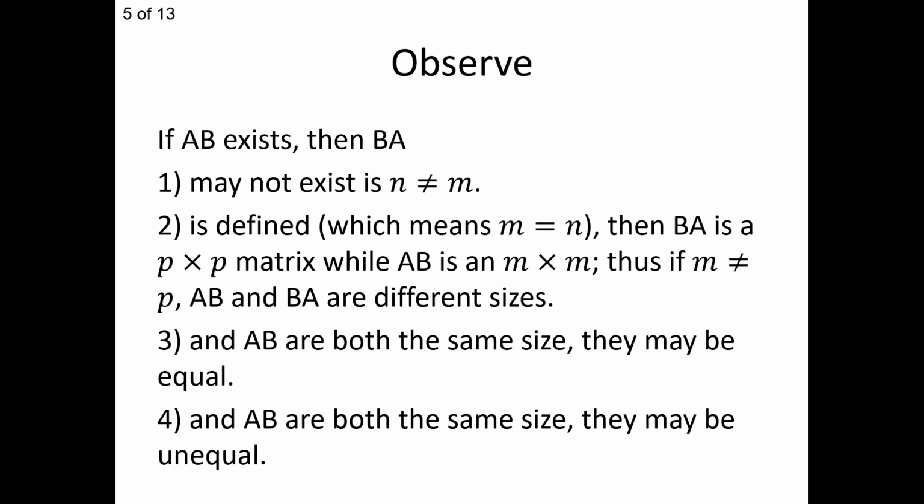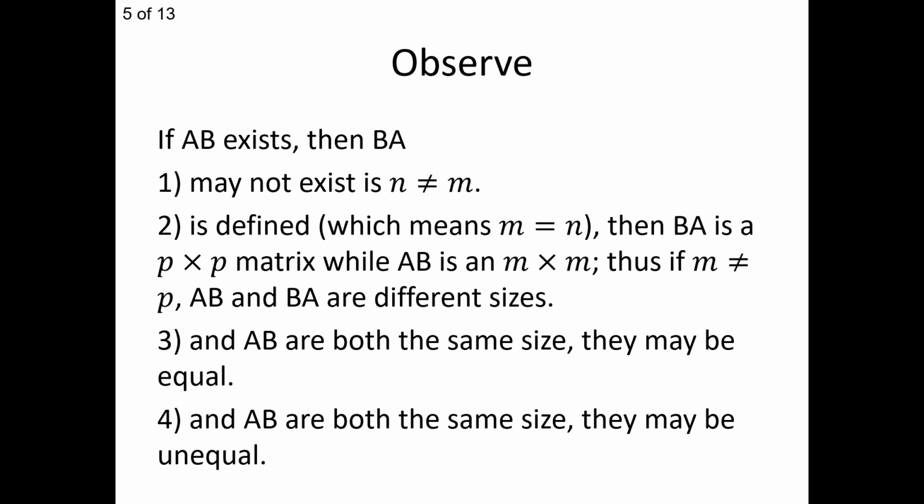Well, then let's talk about BA. So I'm reversing the order of our multiplication there. In the first, we did A times B, and we said that exists. Let's talk about what happens if I were to do B times A. Okay, so for B times A, there are four possibilities. There are four things that could possibly happen. The first thing is it may not exist.